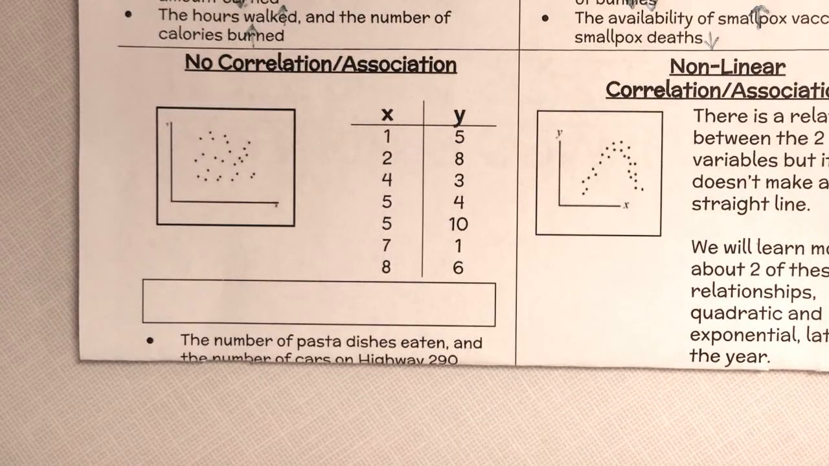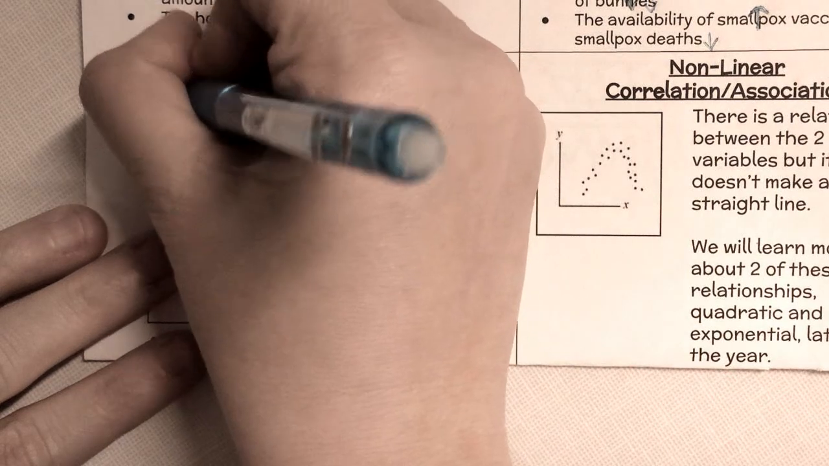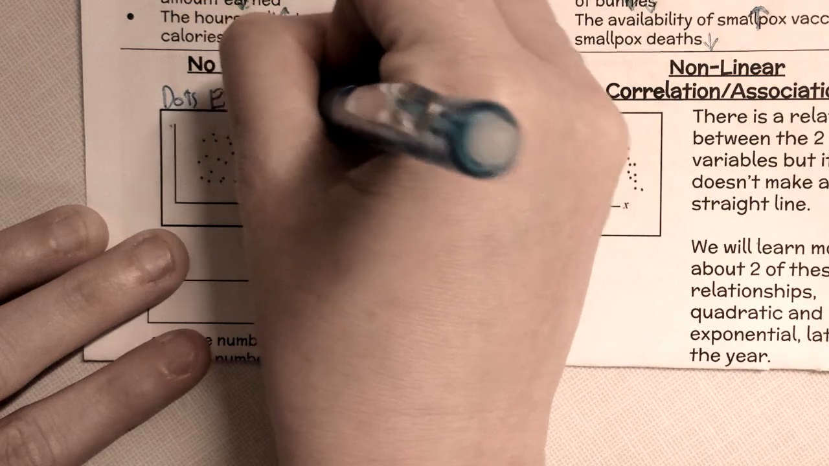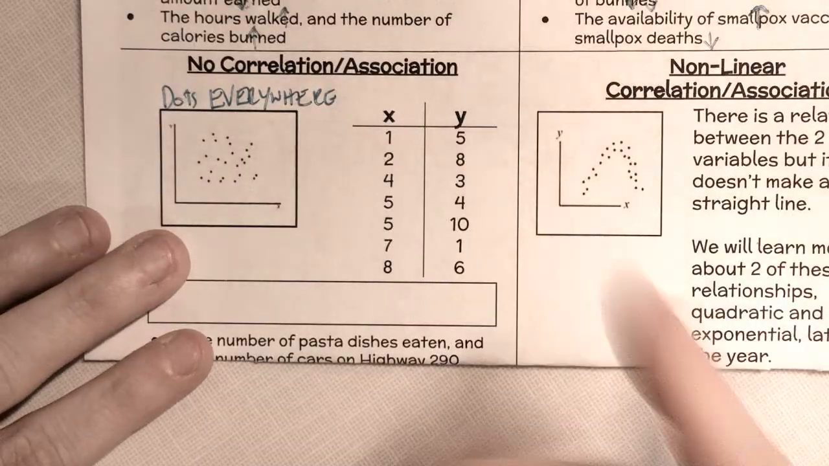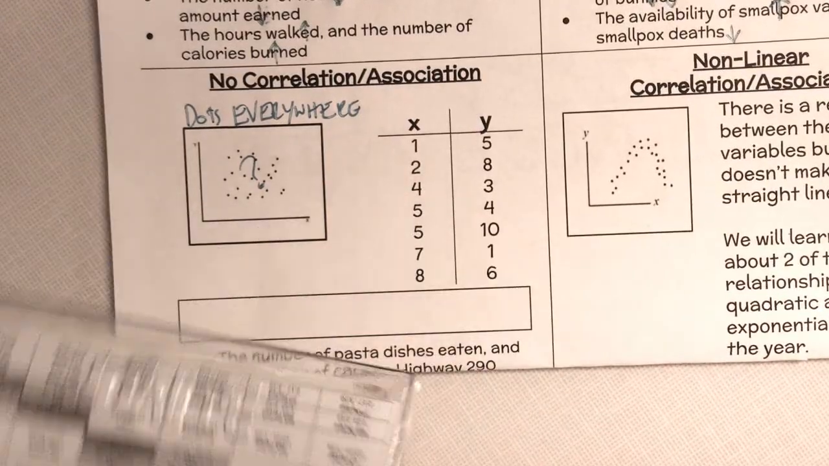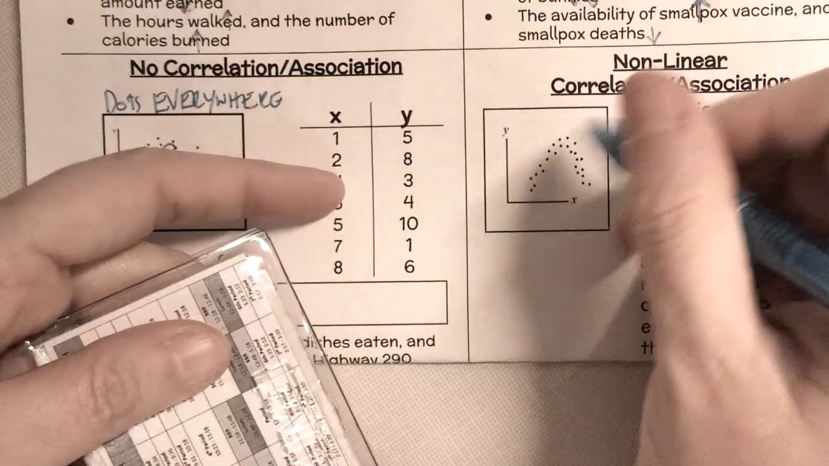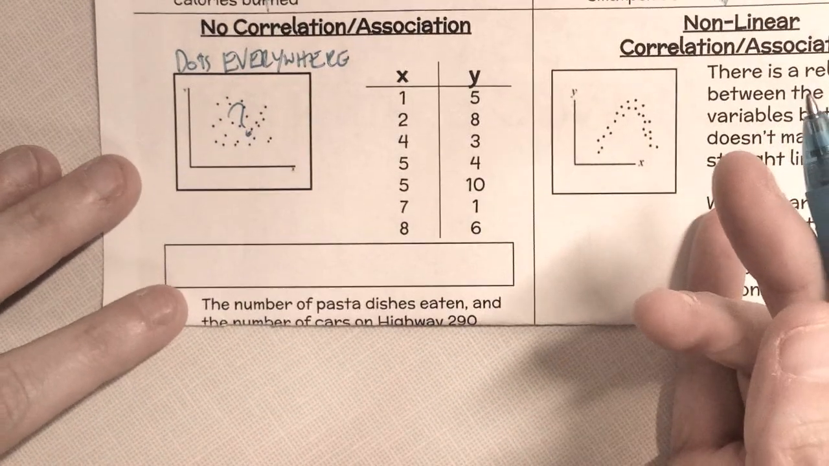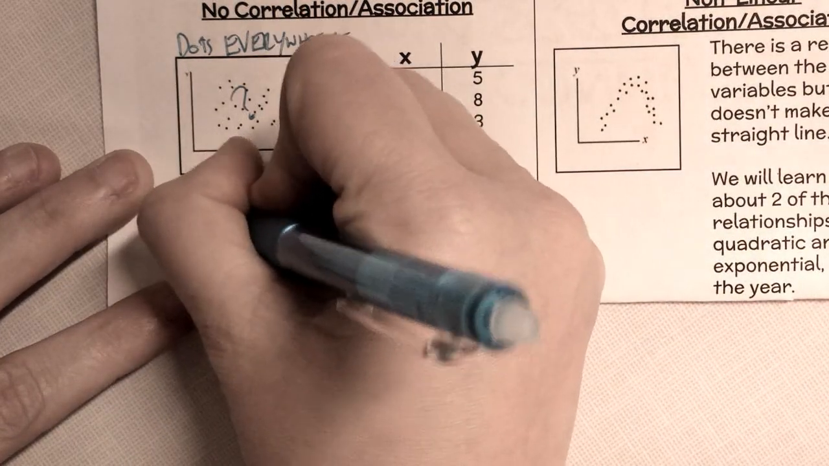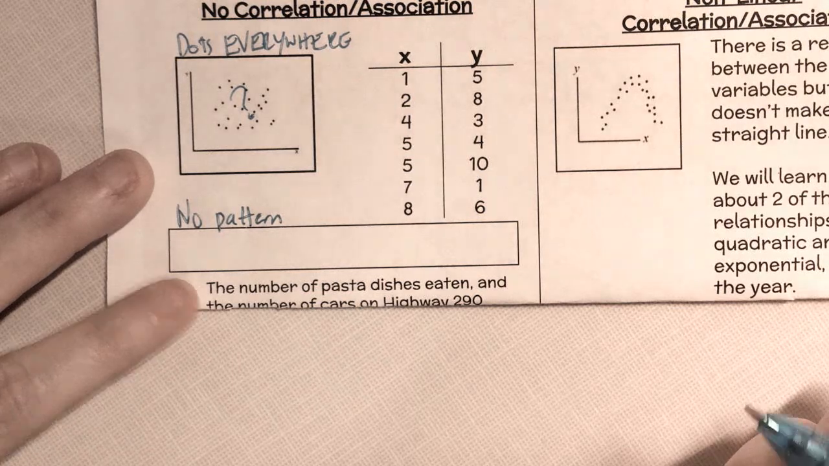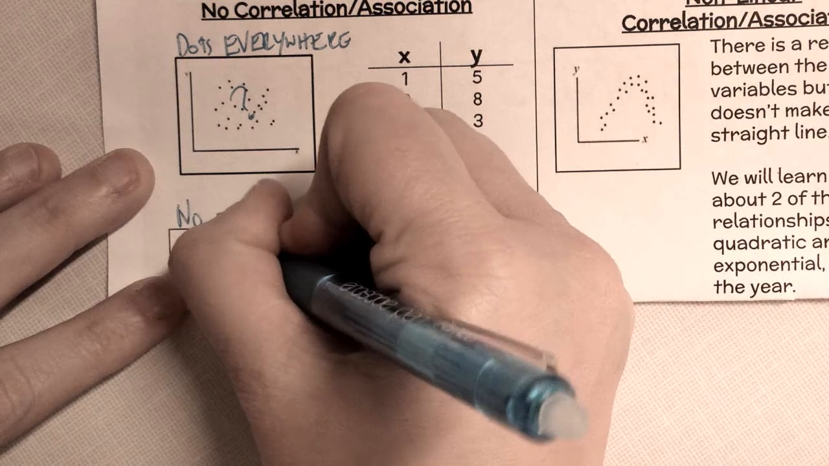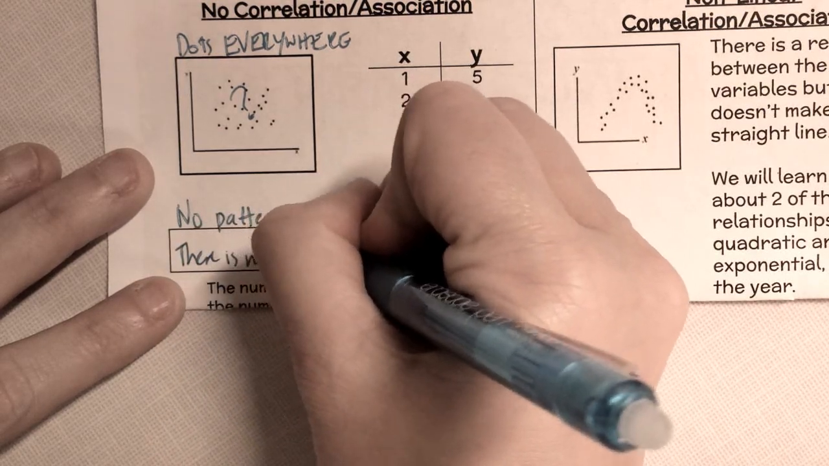Now we have our no correlation, and the best way I can think of to describe that is dots everywhere. Dots everywhere, and there's no pattern. There's nothing linear. It doesn't go uphill. It doesn't go downhill. It doesn't make a pattern. There's just no pattern. Okay? So right here we would say no pattern, and the statement you might see is, there is no relationship between x and y.